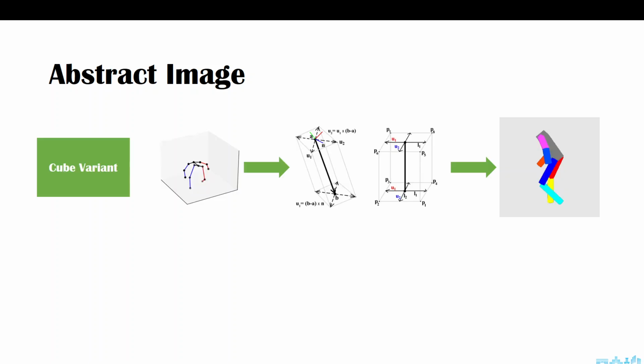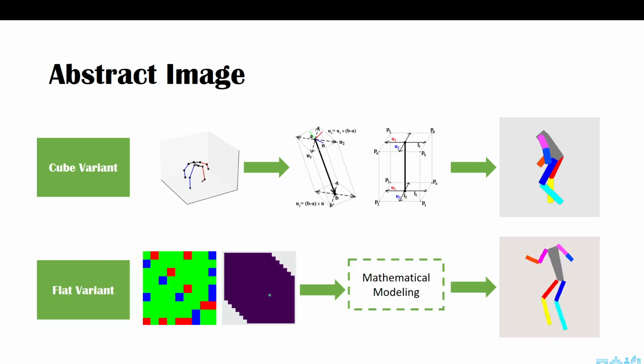Before jumping into the pipeline, let's talk about the abstract image. We use two variants in training. The cube variant is generated from a random 3D pose with ray tracing. The flat variant is generated from the limb occlusion matrix and 2D pose heat maps. While we use both variants for training, only the flat variant is used for inference.